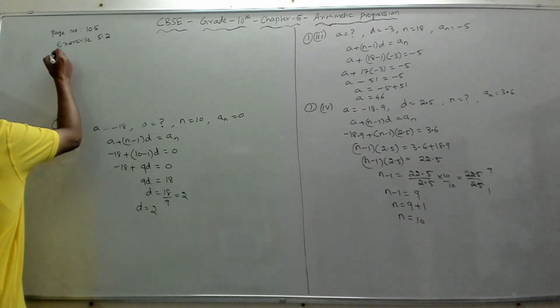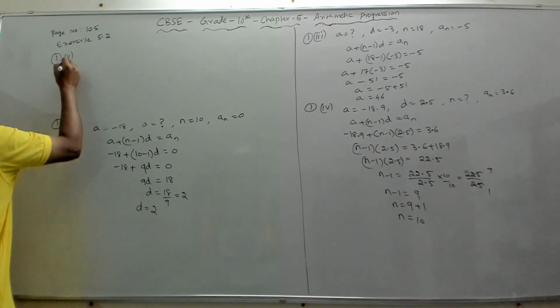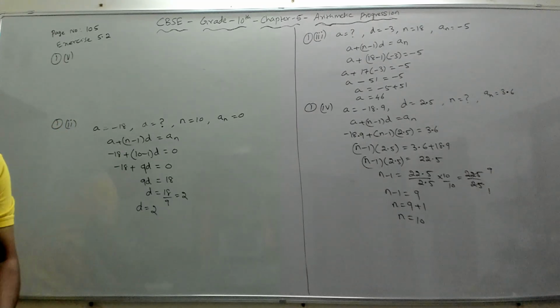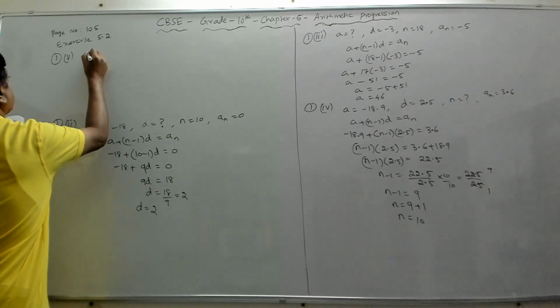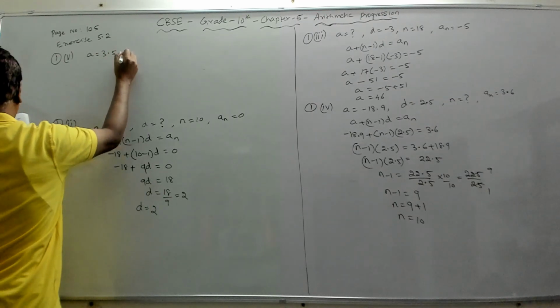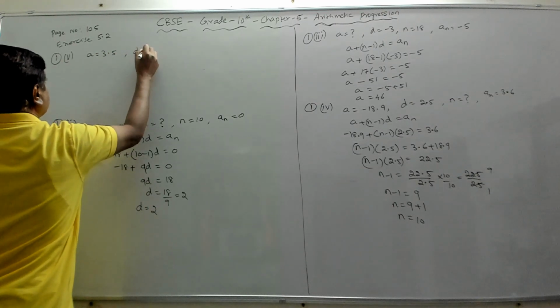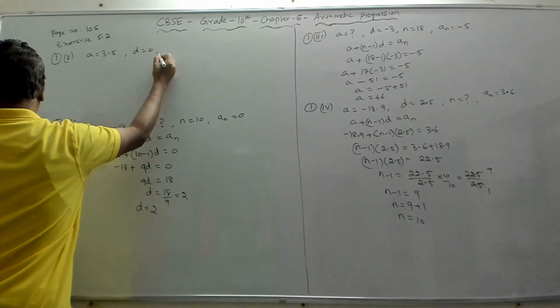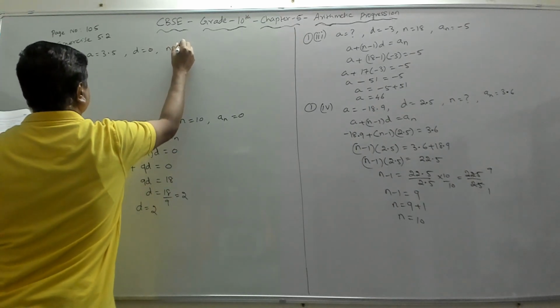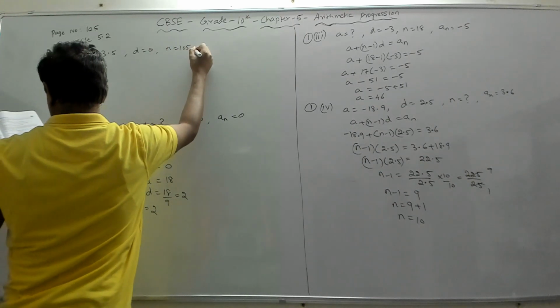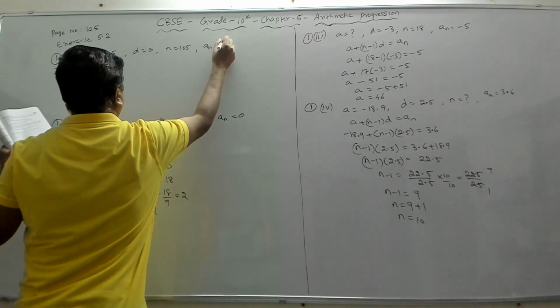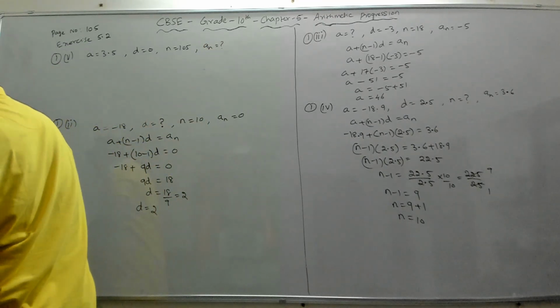So what is the fifth subdivision? That is A is given as 3.5. So A is 3.5. D is 0. Common difference is 0. N is 105. We have to find what is AN. AN equal to what? We have to find what is AN.